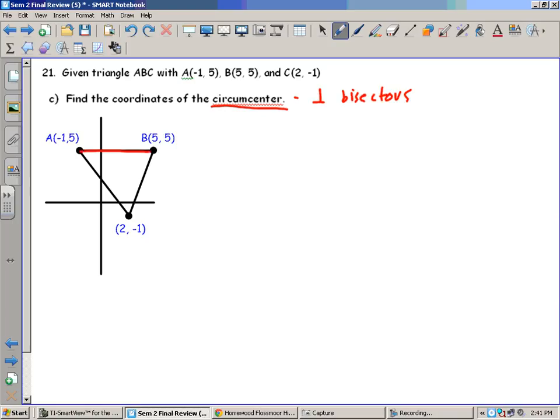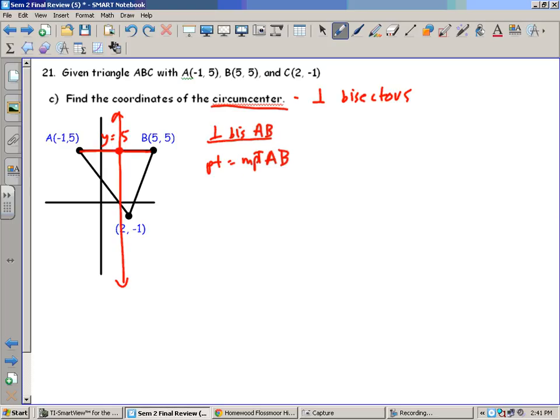So I already know basically that this line has an equation y equals 5, it has a slope of 0, meaning I need to find the perpendicular bisector. Well, I already know that that slope's going to be undefined. I just got to figure out where this point is. So the perpendicular bisector to side AB, the point is the midpoint of AB.